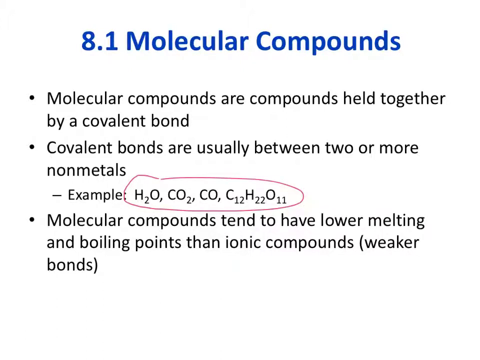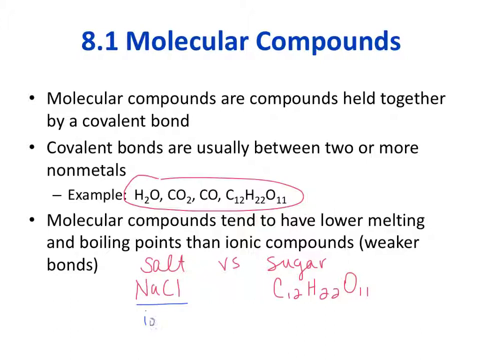So molecular compounds tend to have lower melting and boiling points than ionic ones do. In physical science, we showed you a demonstration between salt and sugar. So the chemical formula, salt is NaCl, sugar is C12H22O11. So NaCl is ionic, and sugar, those are all nonmetals, so this is covalent.